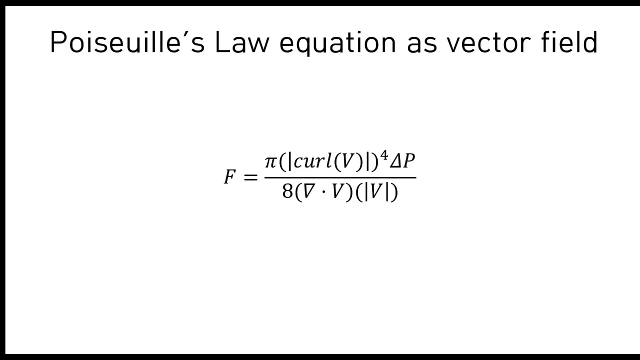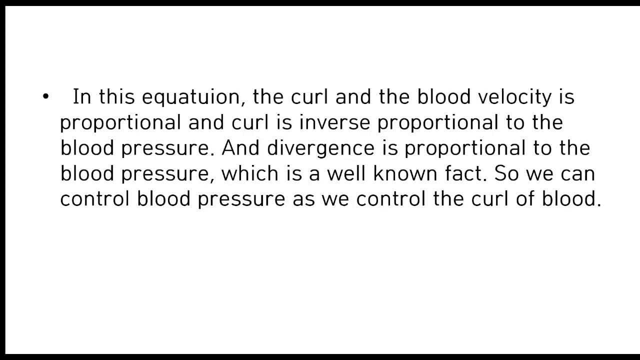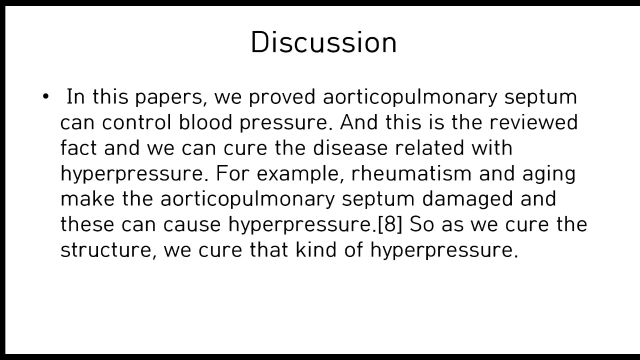Poiseuille law equation is a vector field. In this equation, the blood velocity is proportional, and curl is inversely proportional to the blood pressure, and divergence is proportional to the blood pressure, which is a well-known fact. So we can control blood pressure as we control the curl of blood.